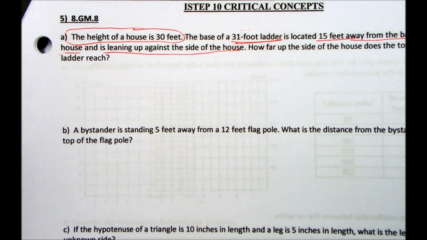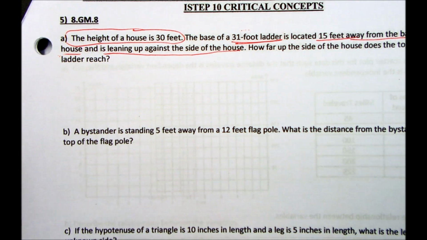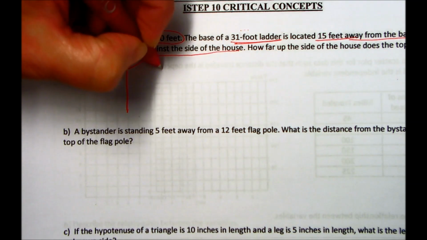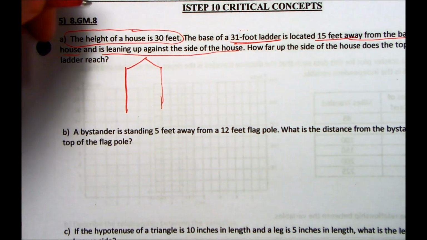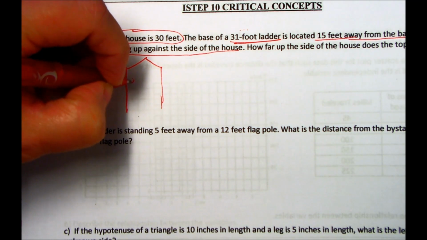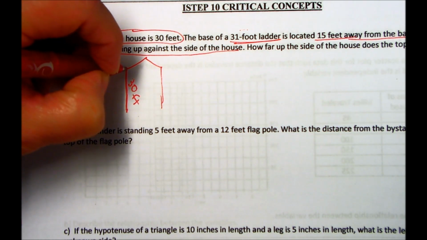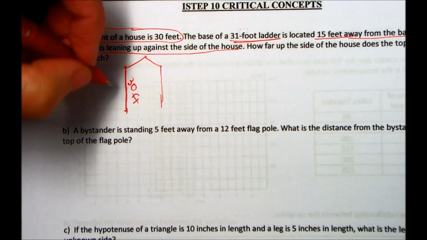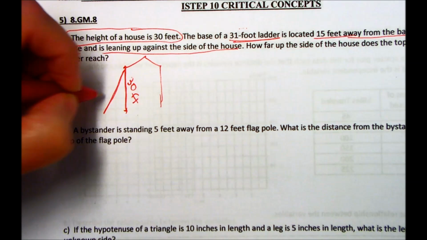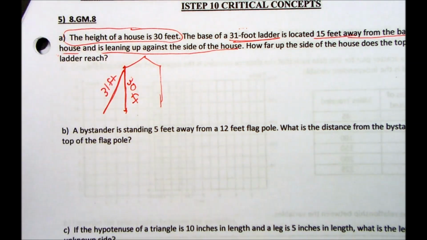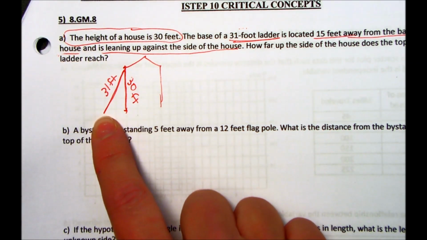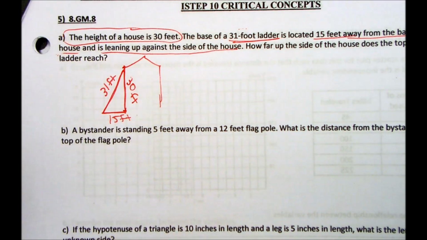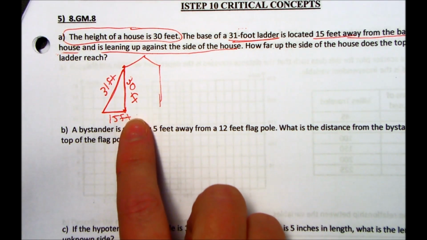The best way to start out this problem is to draw a picture. So if this is the side of the house, it is 30 feet tall. So I'm guessing from here to here it's 30 feet. And then the ladder is 31 feet. So that would basically be my hypotenuse. And the bottom of the ladder is 15 feet away from the base of the house.